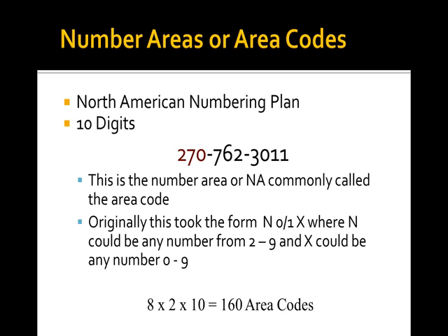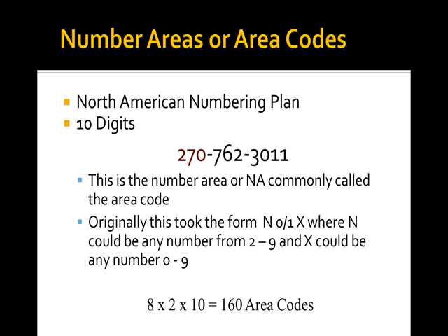Okay? If you look at the numbers, the first digit can have 8 unique states: 2, 3, 4, 5, 6, 7, 8, or 9. The middle digit can have 2 unique states, 0 or 1. Just happens to look like a binary thing. The last one could have 10 possible combinations. If you go through the math on that, 8 times 2 is 16 times 10 is 160 area codes.